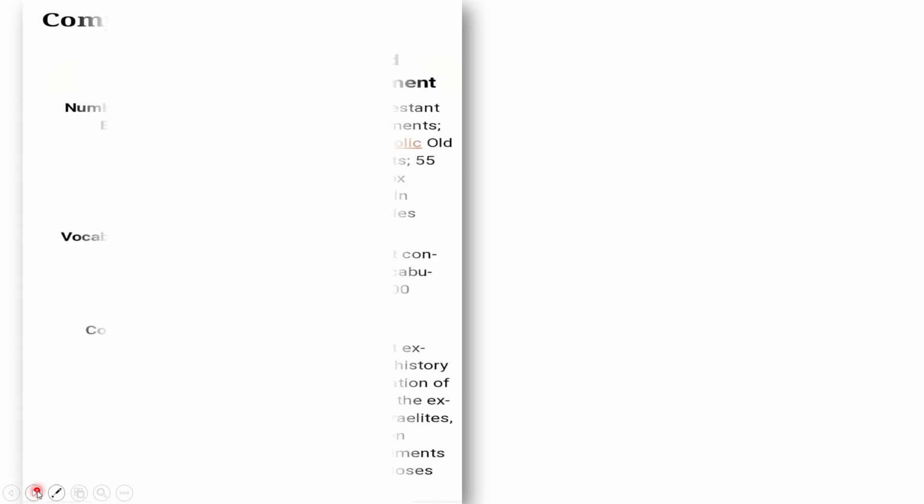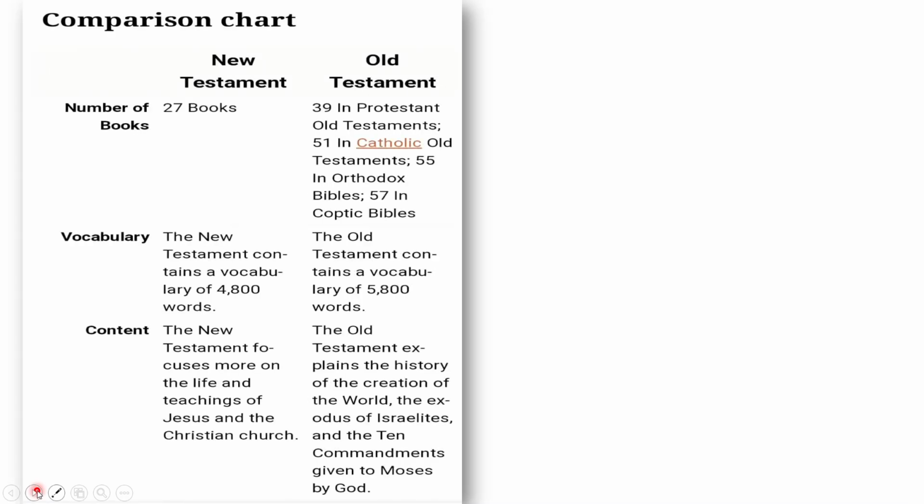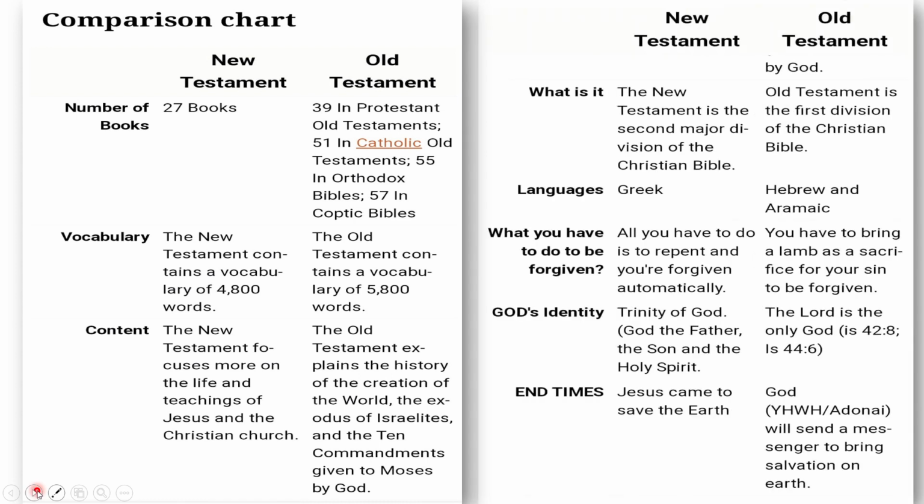In Christianity there are two books, the Old Testament and the New Testament. You can see this comparison chart: the New Testament comprises 27 books, and the Old Testament consists of 39 in the Protestant Old Testament, 51 in the Catholic Old Testament, 55 in the Orthodox Bible, and 57 in the Coptic Bible. The New Testament contains a vocabulary of 4,800 words.